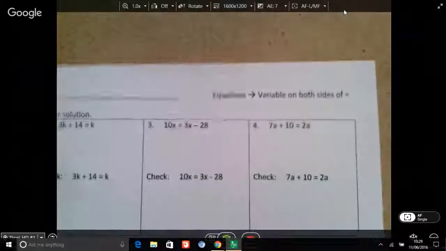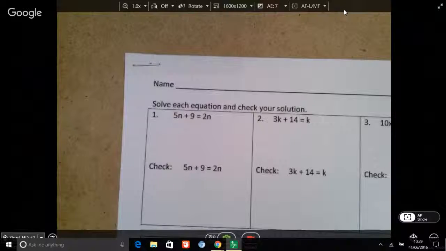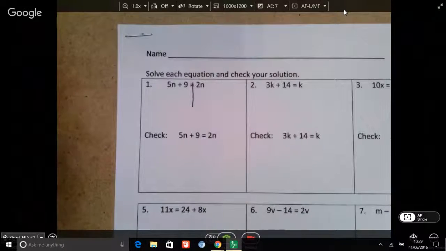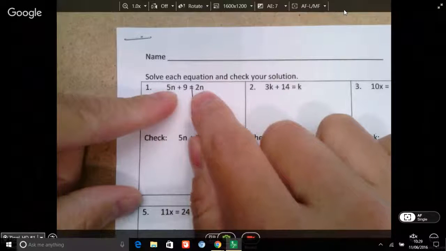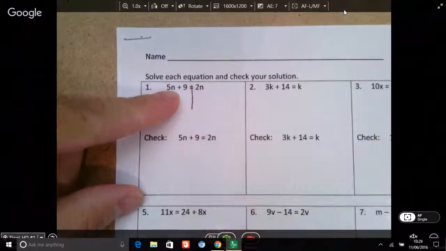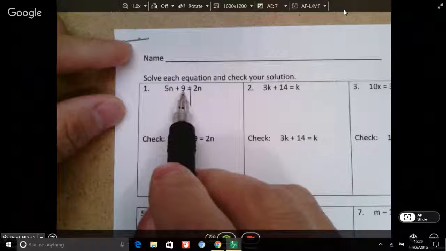Okay, now we're going to solve equations where there's a variable on both sides of the equal sign. Okay, so let's look at number one here. If I draw, there's my equal sign. I do what I normally do and draw that line down. I look to see, and I see that there's an n on the right side and an n on the left side. I also want you to pay attention that there's also a 9 on the left side.